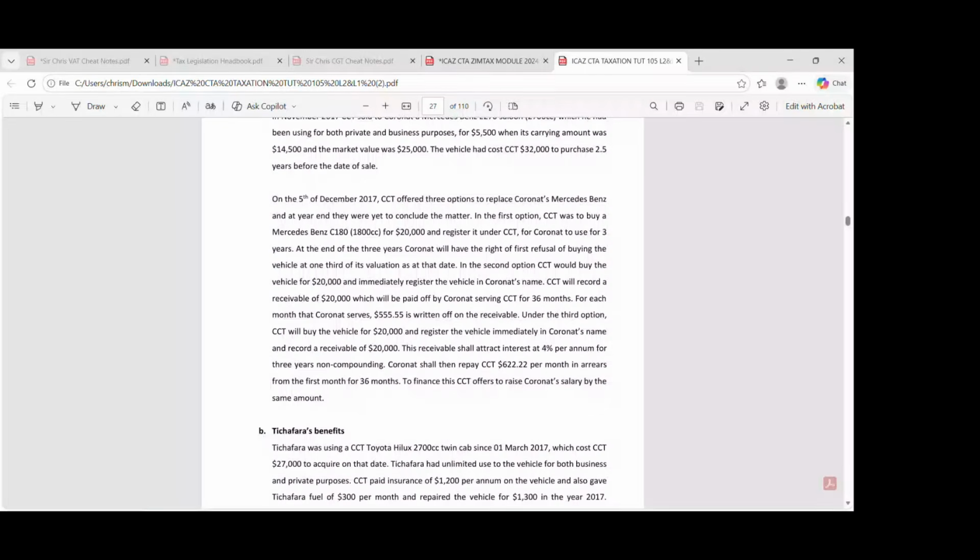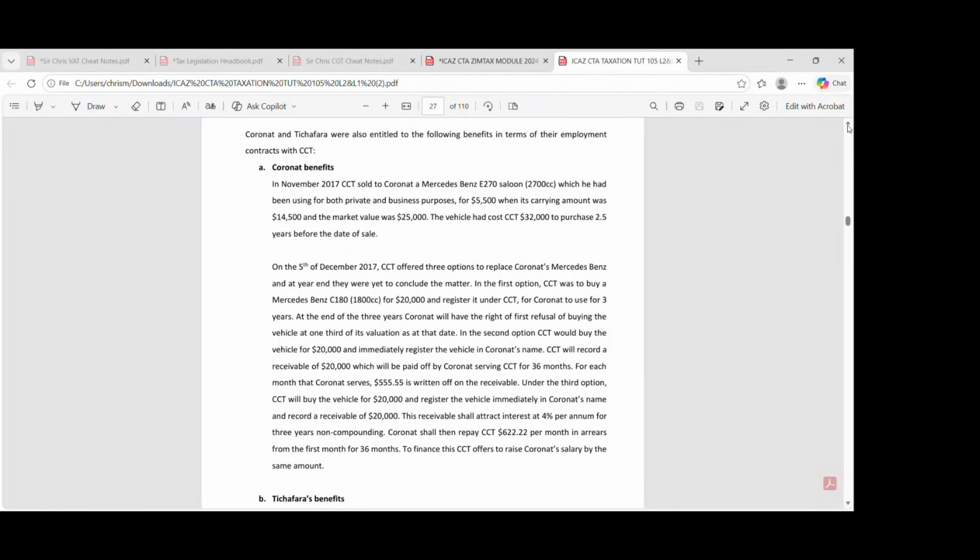There is another thing I want to deal with, Tim. Let me just give you a context of this one. We have this context on 1 November 2017. Colonat sold a Mercedes-Benz, which he had been using for both private and business purposes, when its carrying amount was this and the market value was this. The vehicle had cost chakat. This is personal things, Tim, as in income tax issue.